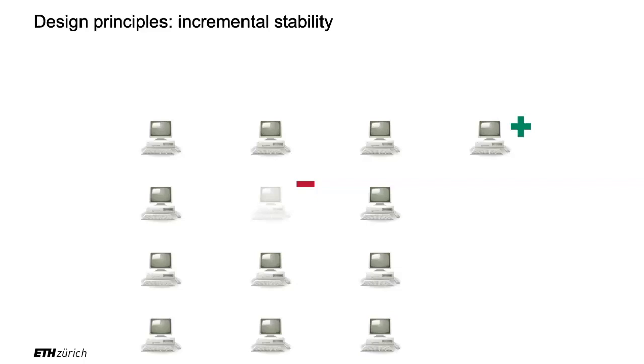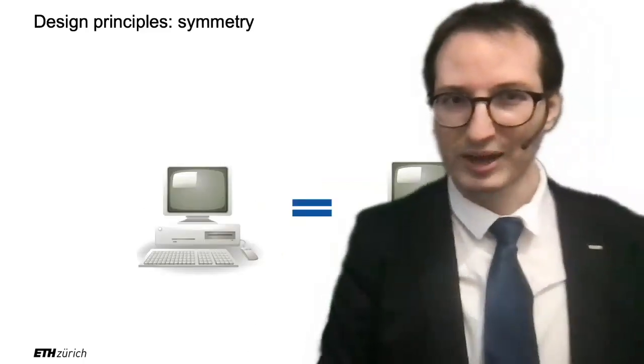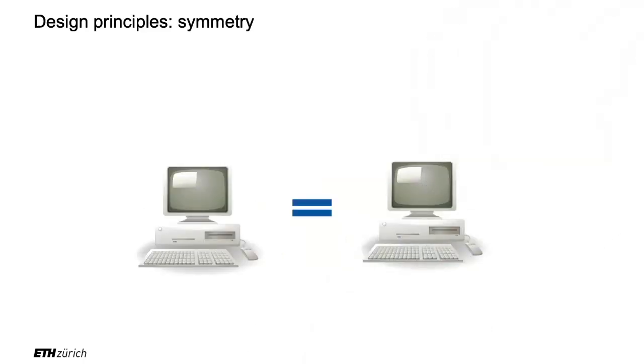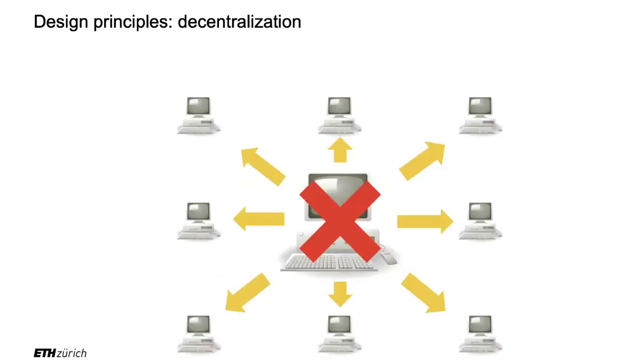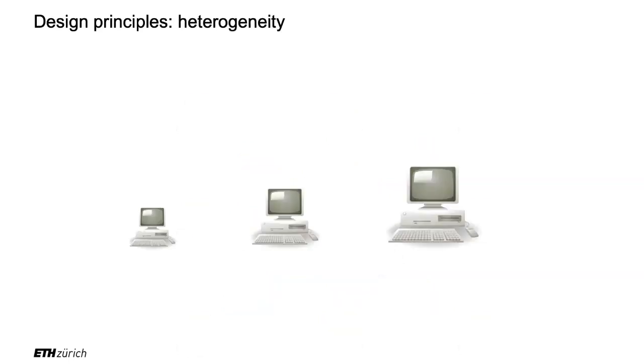Then we have another requirement. So another design is that it should be symmetric. So all the machines basically run the same software and have exactly the same role and behavior. It has to be decentralized in the sense that there is no coordination node that everybody communicates with. It's just fully decentralized. And it's heterogeneous because the machines might not all be the same. You can have machines with more memory, with more CPUs, and other machines with less memory and less CPU.